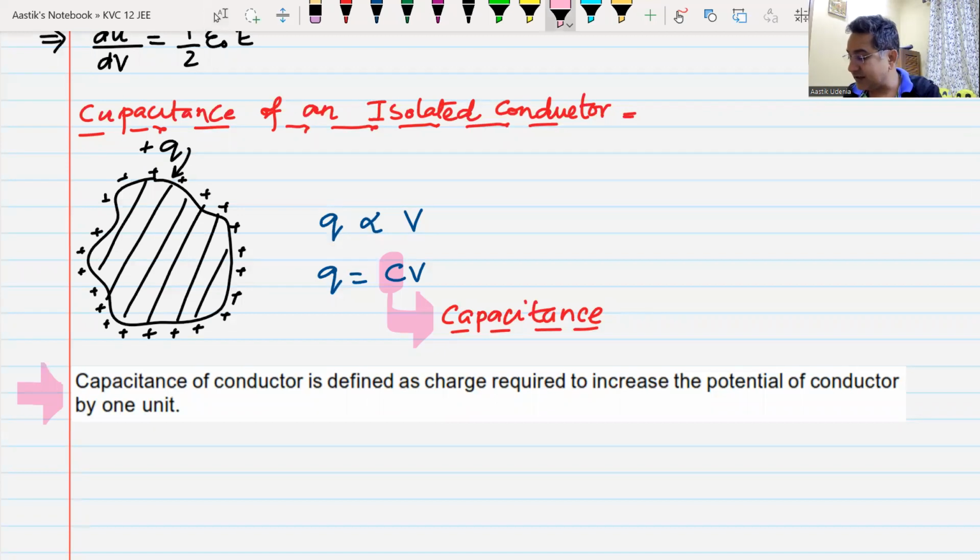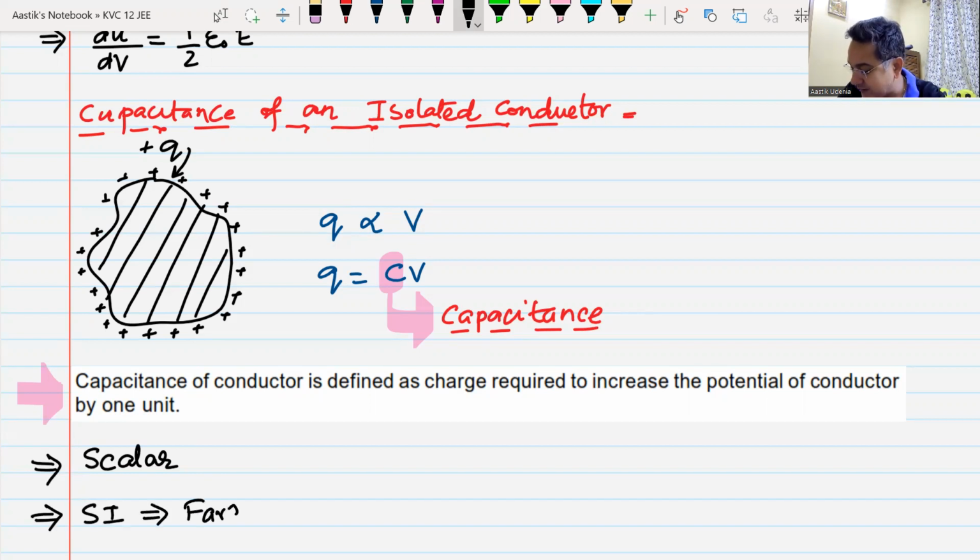Now, what type of quantity is capacitance? Scalar or vector? It is a scalar quantity. What is the SI unit of capacitance? SI unit is known as farad, not Faraday, or you can also call it coulomb per volt.